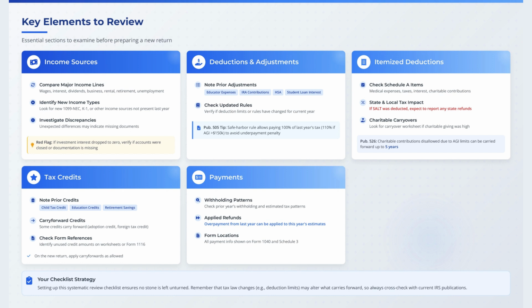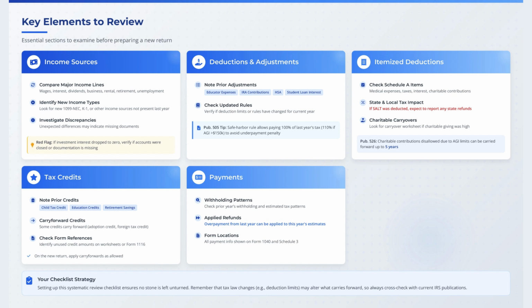Number 1. Income sources. Start by comparing income line by line. Wages, interest, dividends, business income, rental income, retirement distributions, unemployment, you name it. If a client had $1,500 in dividends last year and it's zero this year, something might be missing. Maybe they closed the account, or maybe they forgot to bring in a 1099. Also look for new income types, especially things like 1099-NEC for self-employment. These often appear when a taxpayer picks up side work or starts freelancing. Any unexpected change deserves a closer look.